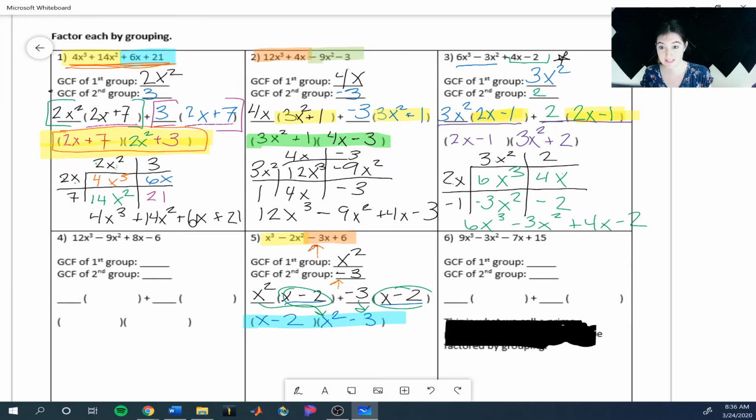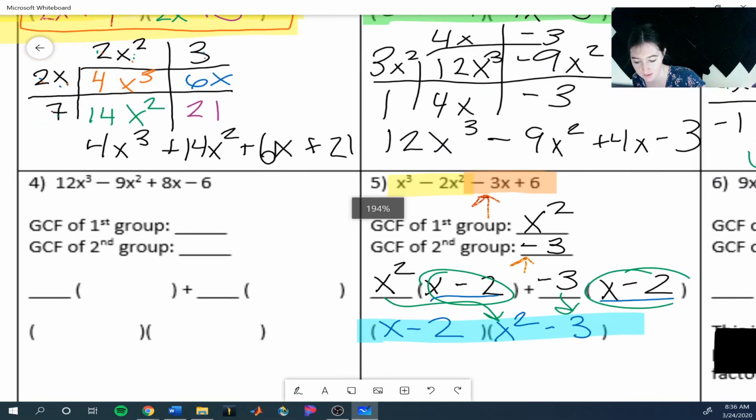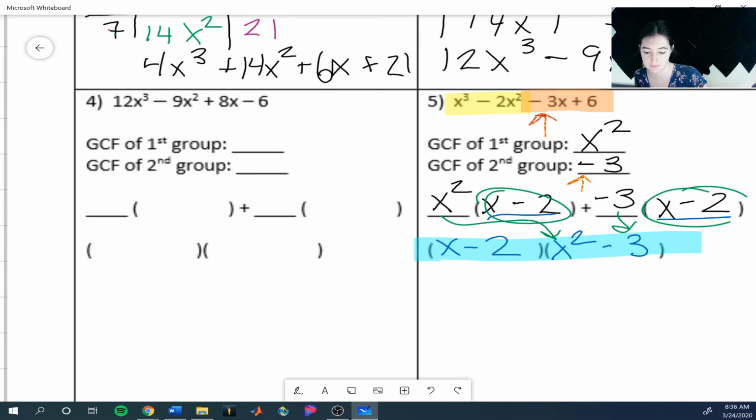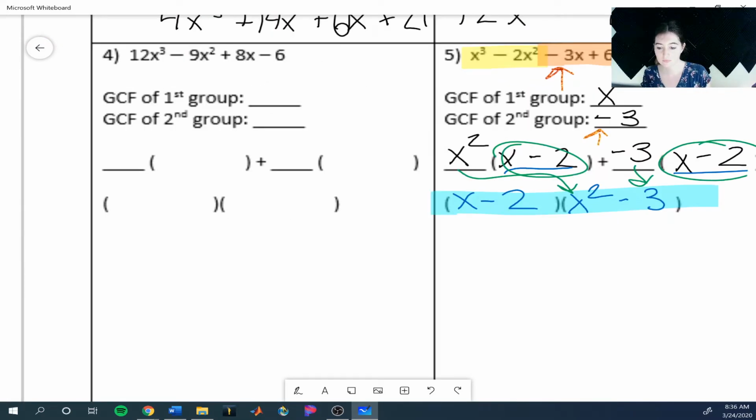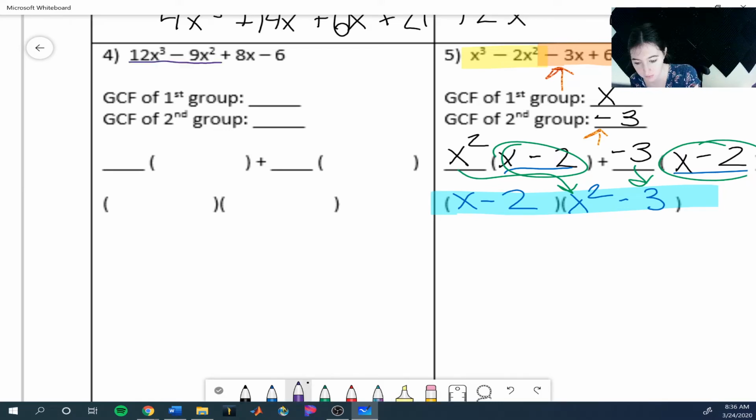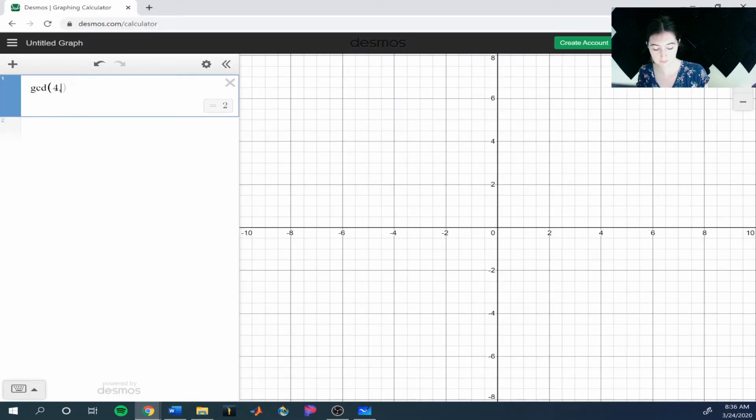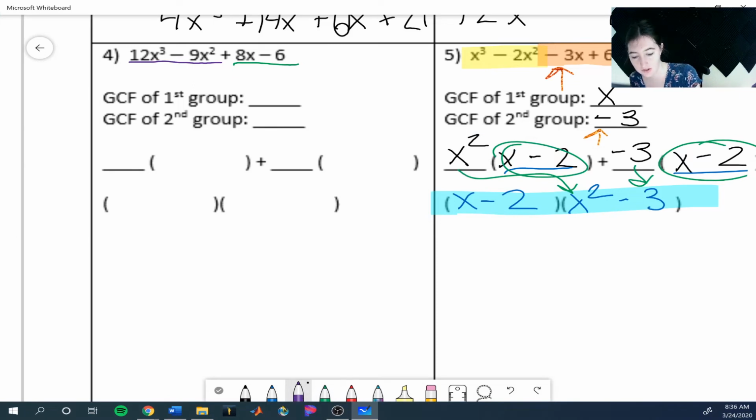All right, you ready? See if you guys can do it? Let's see where we're at. Okay. So I have my groups. I'm going to say this first group, and then here's my second group. I have 12x cubed minus 9x squared. What is my GCF for that? Did you use Desmos? So I typed 12 and 9. There we go, 3. So you should have gotten 3.